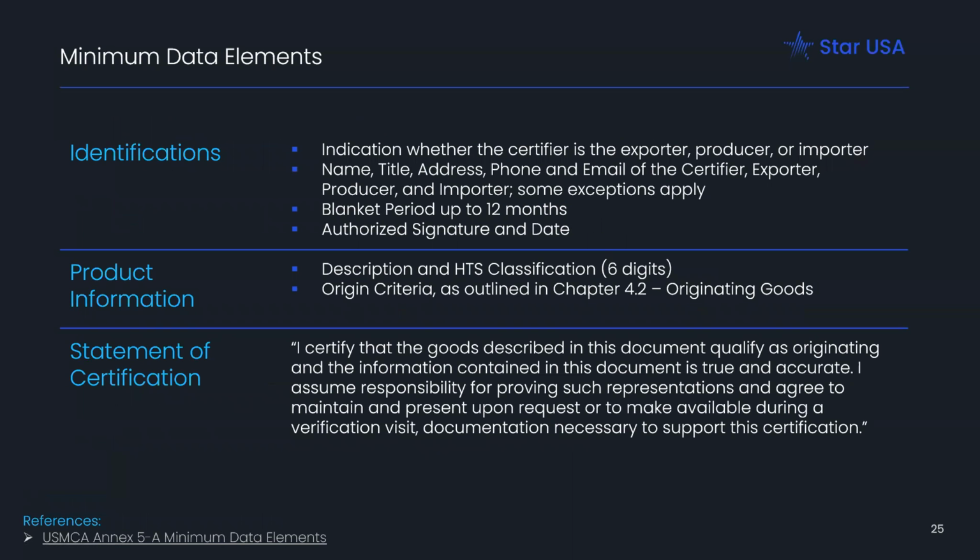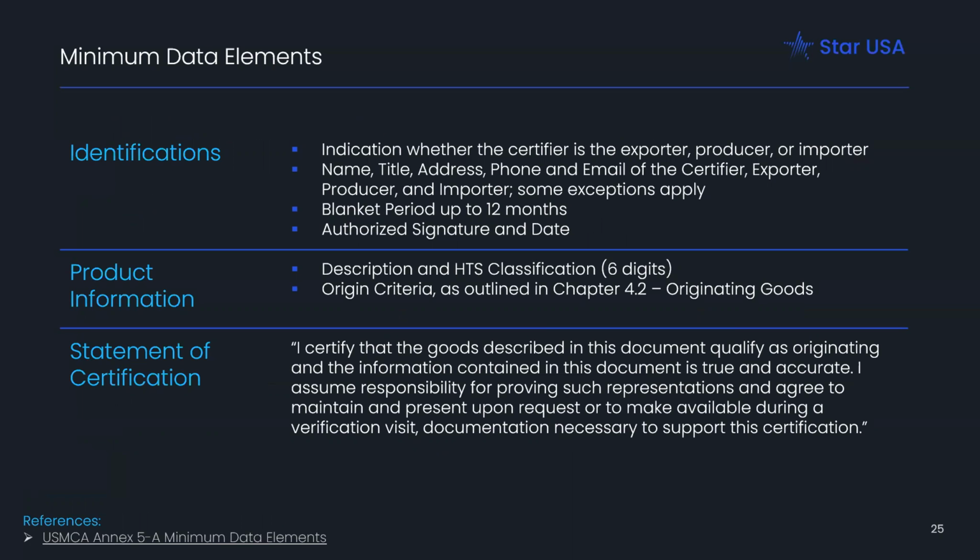Okay, minimum data elements. You must identify whether the certifier is the exporter, producer, or importer. You need to include the name, title, address, phone, and email of the certifier, exporter, producer, and importer, with some exceptions. Your blanket period can be up to 12 months and must have an authorized signature and date. You must include product information. This includes a full description and HTS classification up to 6 digits.